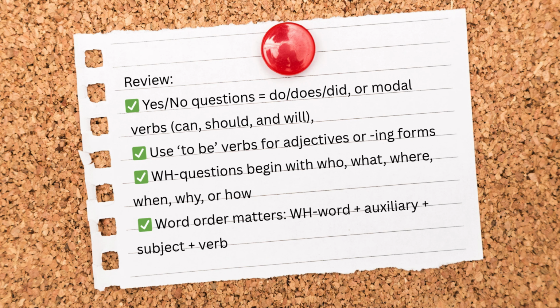So let's have a quick review. Yes or no questions use do, does, did, or modal verbs like can, should, and will. Use to be verbs for adjectives or ing forms. WH questions begin with who, what, where, when, why, or how. Word order matters. WH word plus auxiliary plus subject plus verb.